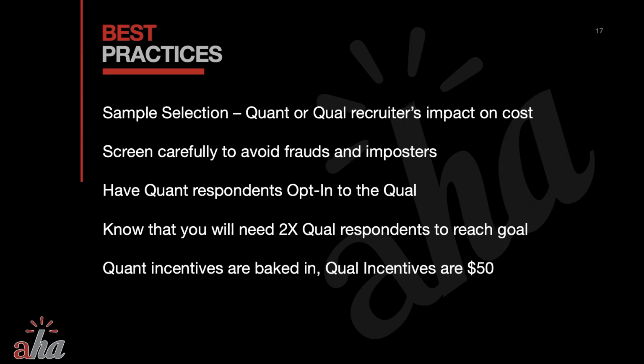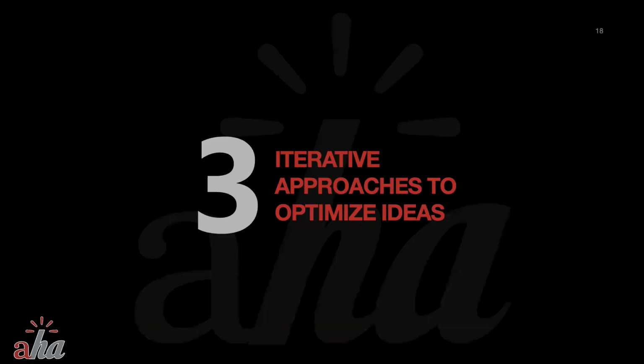Okay. On the quant side, from an incentive standpoint, the quant incentives are baked in. The QUAL incentives tend to be for 30 minutes, about $50. Okay. So hopefully that's a pragmatic little explanation of that whole approach.